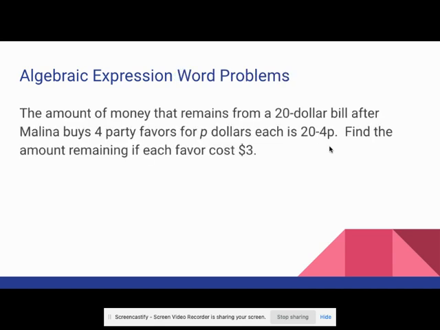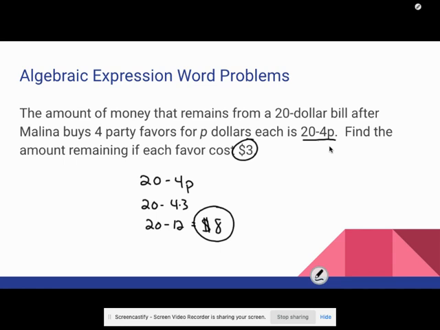A word problem. The amount of money that remains from a $20 bill after Melina buys 4 party favors for P dollars each is 20 subtract 4P. Find the amount remaining if each favor costs $3. This is my expression, so I'm going to take 20 subtract 4P. Here's how much each party favor costs, so 20 subtract 4 times 3. 20 subtract 12. So $8 would be the amount remaining.